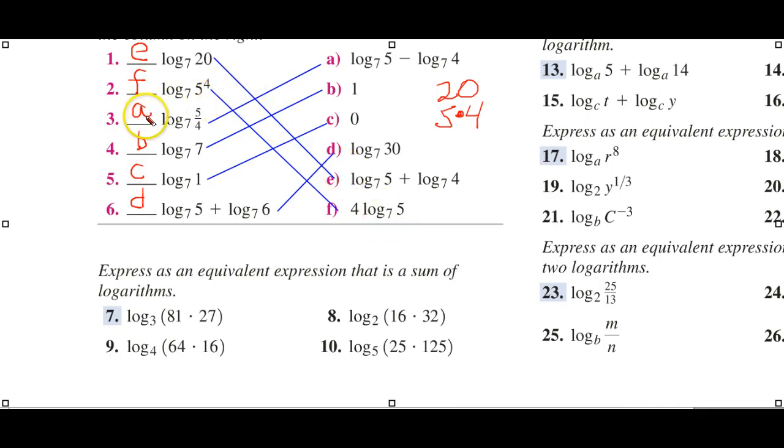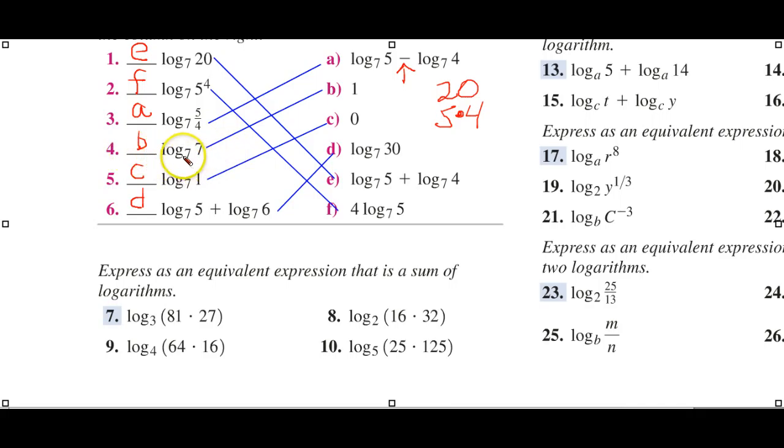Now, for letter A here, we have log base 7, but it's 5 over 4. How do we show division or fractions? And the key is we use subtraction. So again, excellent resource of things to do.